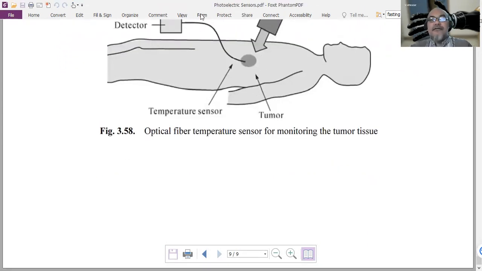Okay, so that will be all for the photoelectric sensor.